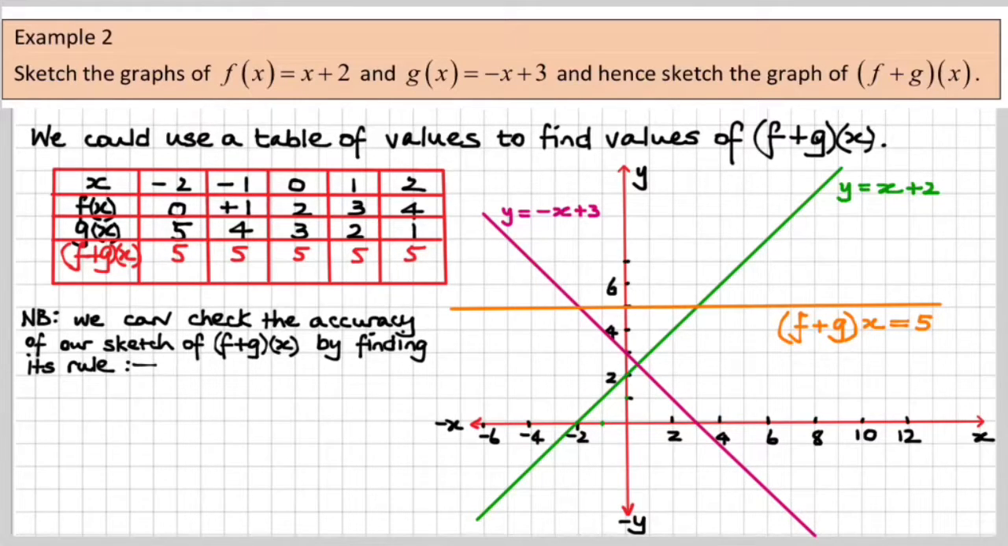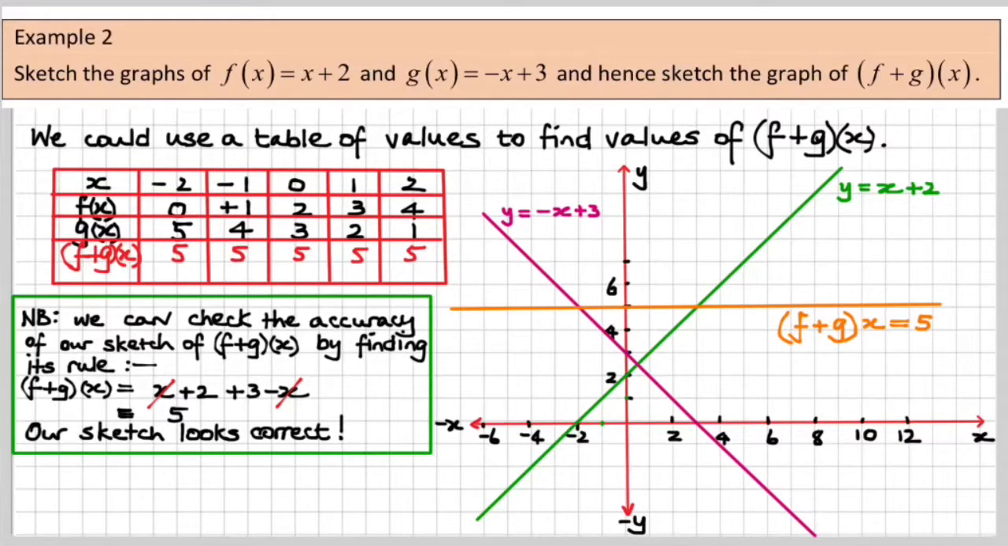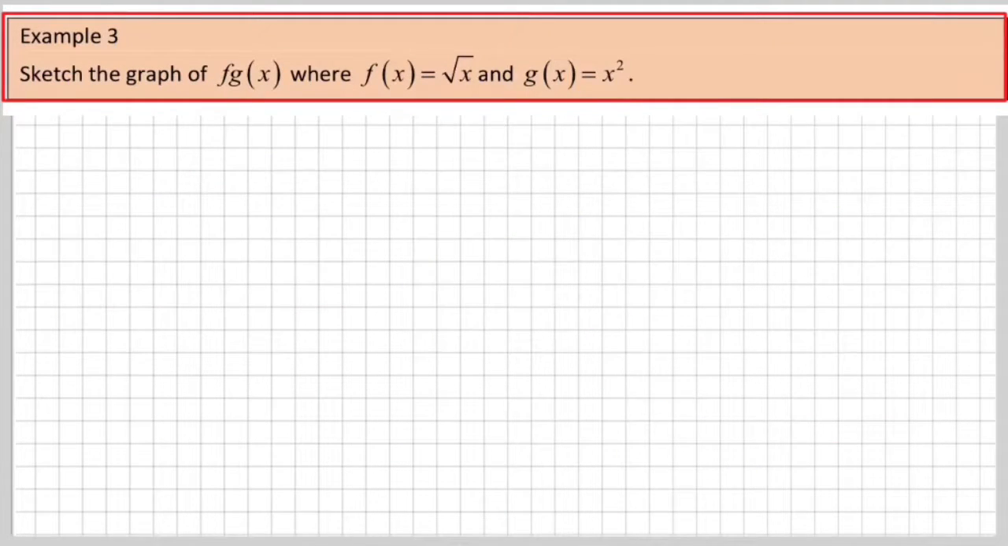Good. NB, we can check the accuracy of our graph by finding its rule. In this instance, we can, and it's very intuitive. So it's x plus 2 plus 3 minus x, and the x's cancel out, and you get 5. Well, that's why we've got all these 5s here. Funny about that. But you get it, don't you? That's marvellous. So our sketch looks correct. Okay, example 3.